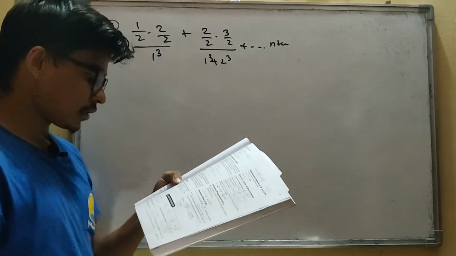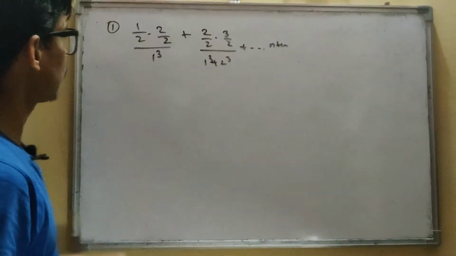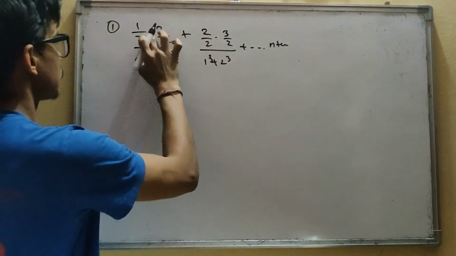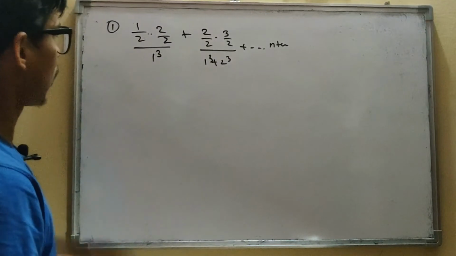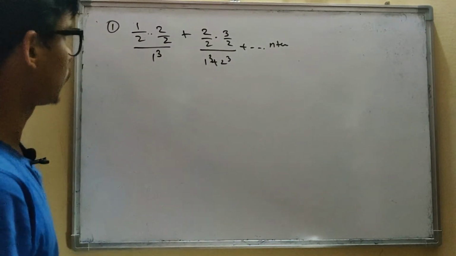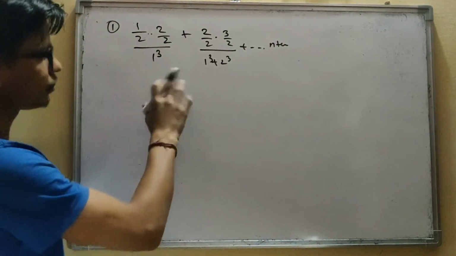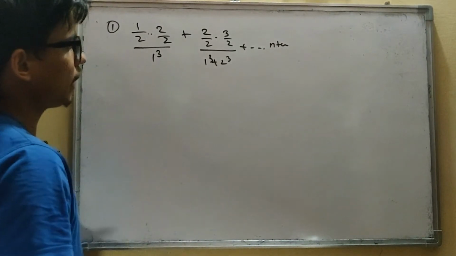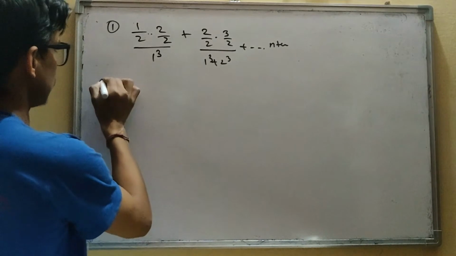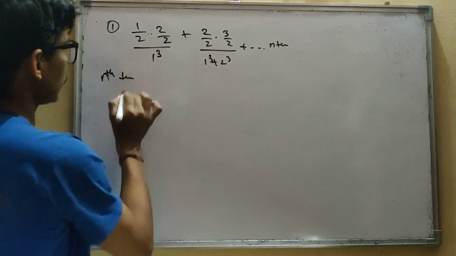So the question is this: you have to find the sum of these terms. You have to find the sum of all these terms, what it is going to be, right? So in order to do so, you have to find the nth term first, right? Nth term. So what will be the nth term?